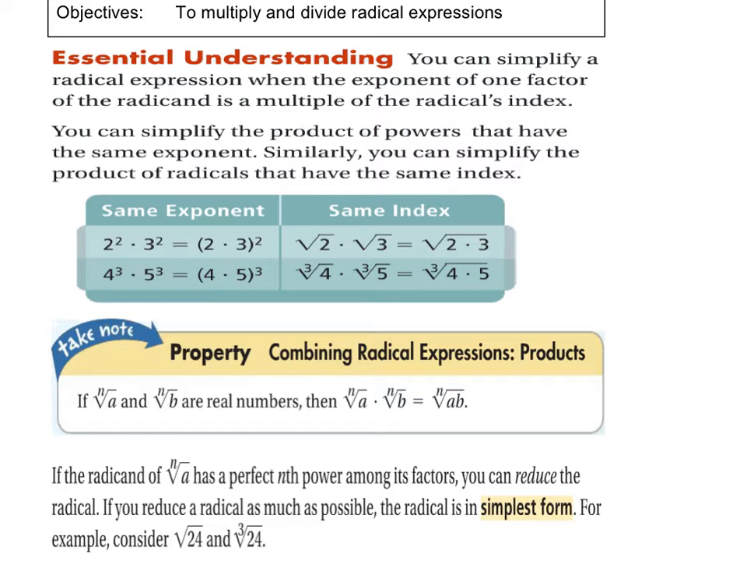So for example, if I happen to have the square root of 3 times the cube root of 2, I cannot combine those in the same root. They have to stay separate. So when we're multiplying, they have to be the same root in order to combine them.